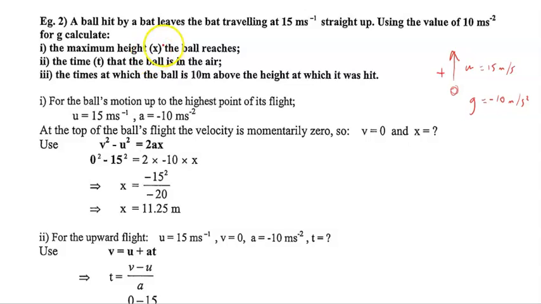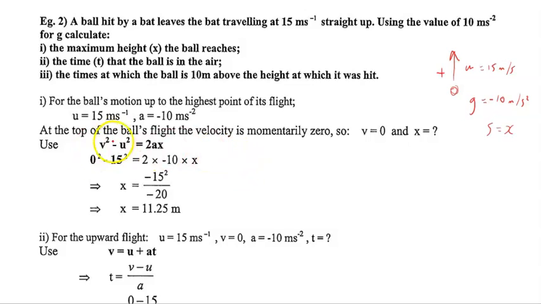So we want to find the maximum height. How high? What's the displacement it goes? We know the final velocity will be 0. We just don't know what x is. I've swapped to using x here. In the previous part of this video I was using s, but this time I'm going to use x. So v is 0, x is the displacement.